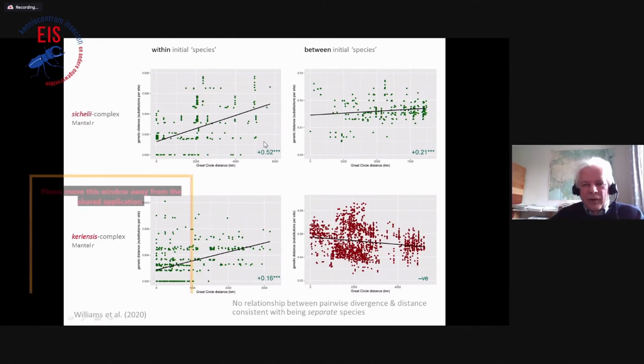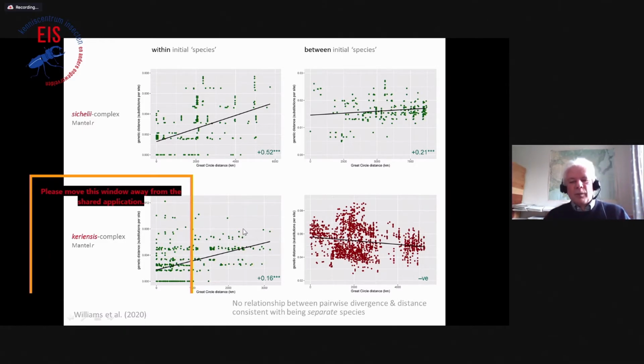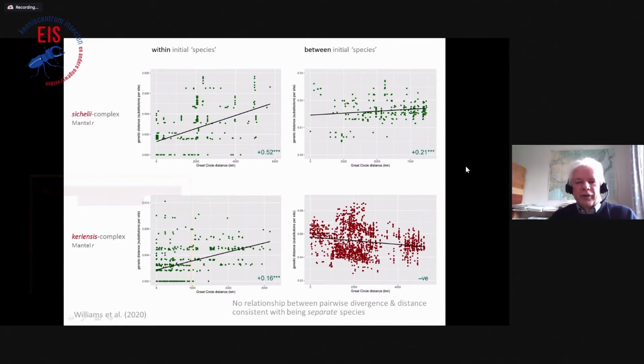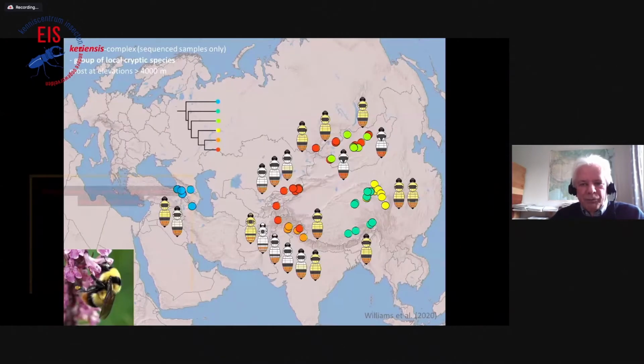So this seems to provide some sort of additional support for this idea coming from the coalescent analysis that we have one species present. In contrast to this with the Cariensis case, where the coalescent analysis consistently said that there were 6 species present. Within those 6 species, we find the divergence with distance relationship, but it's not present between those 6 species. So that corroborates what we were seeing from the coalescent.